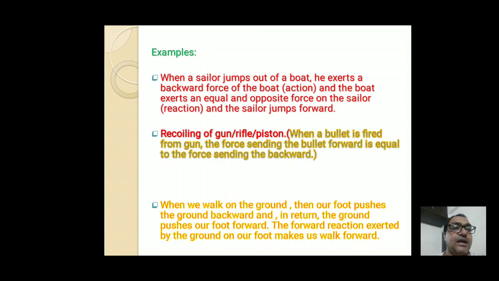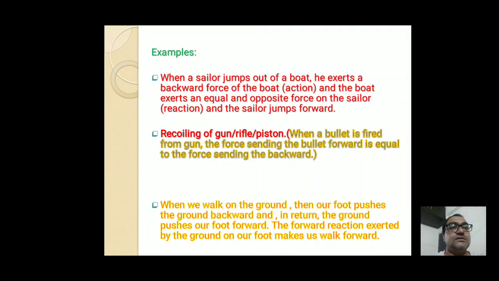When we walk on the ground, our foot pushes the ground backward and it returns. The ground pushes our foot forward. The forward reaction exerted by the ground on our foot makes us walk forward. So walking is also an example of Newton's third law of motion. Now let's understand most of these examples with pictures.